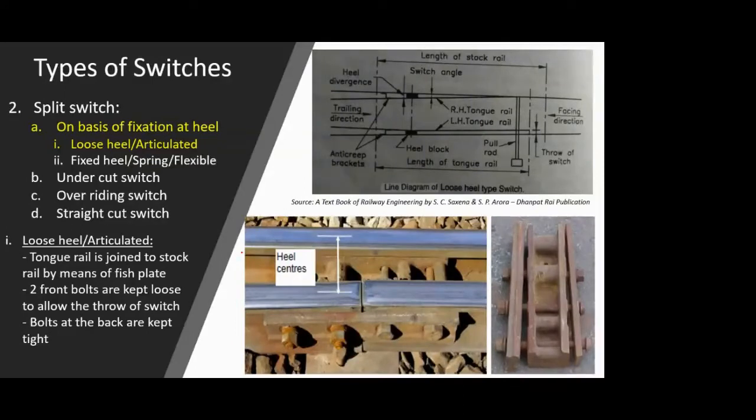Then comes the second type of switches, that is split switches. Now in split switches, there are all the different types that have been seen after the invention of the tongue rail. The first type of switch, split switch, again you have 4 different types in split switch as well. And the first type is based on fixation at heel. So now you know what is a heel section in a switch or a point.